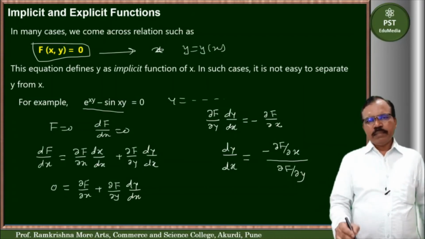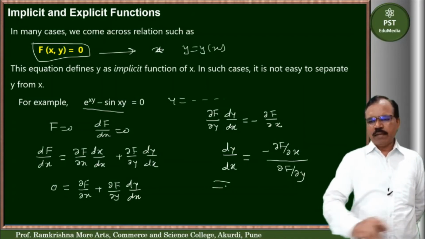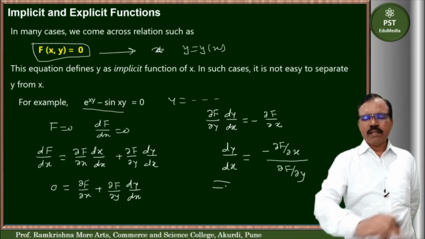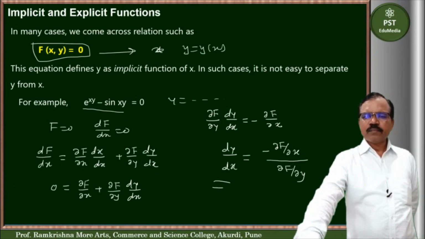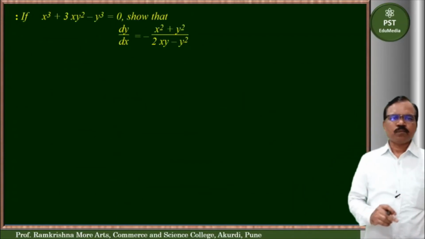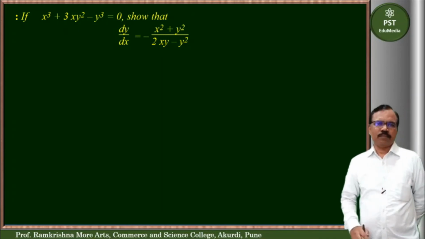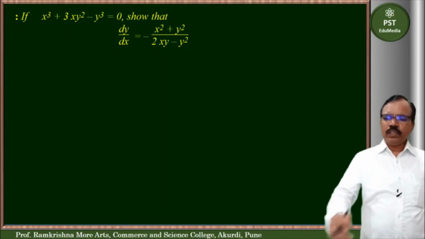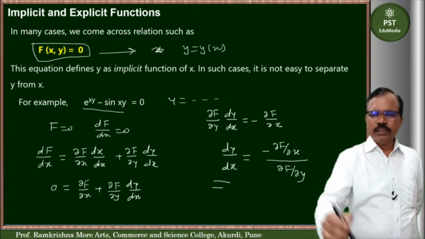So this is the method to find the derivative dy by dx, and this dy by dx represents the slope of the tangent at a point. Now let us take an example. So we can find it here using this.